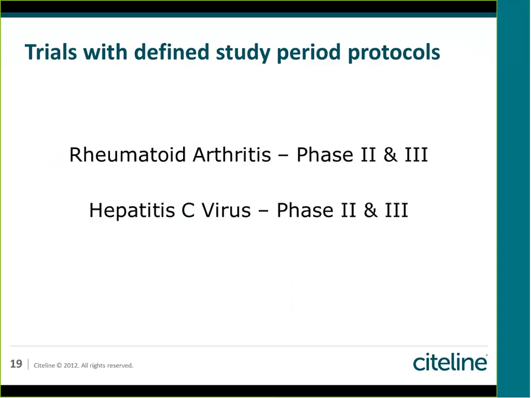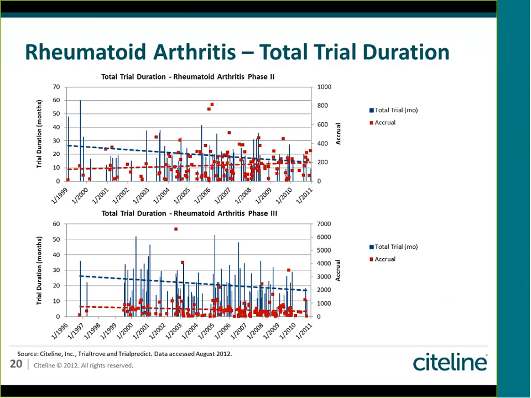We also wanted to look at a few diseases where trials frequently have defined time on treatment for the patients that are involved. So for this, we looked at a number of diseases, but I'm going to show rheumatoid arthritis and hepatitis C virus, and we looked both at phase 2 and phase 3 here. First, looking at rheumatoid arthritis, and again, we're looking at total trial duration in the blue bars. And again, we have phase 2 trials on the top and phase 3 on the bottom. And in RA, we also observe a downward trend for the total trial duration in both phases of these clinical trials.